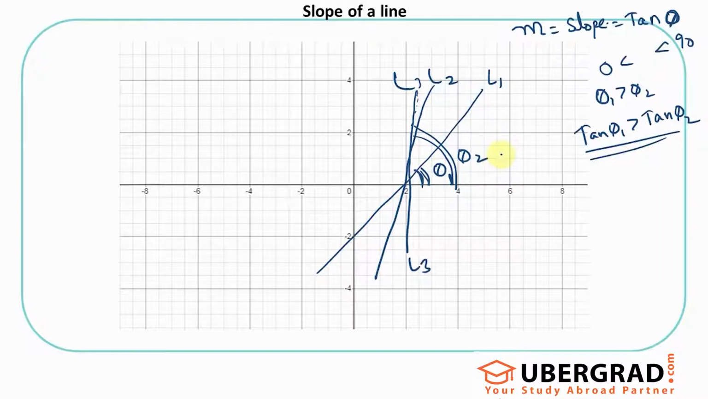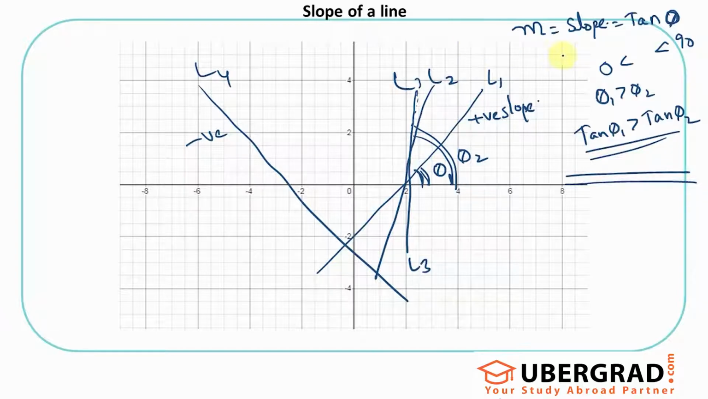There will be 4 types of slopes, I would say. L1, L2, L3 have positive slope. Let's say I'm drawing a line like this, this is L4. It has a negative slope. Before we get into negative and positive slope, let me first explain another way to find the slope. The slope is not always given in a way where I need the angle. That is just one of the possible ways.